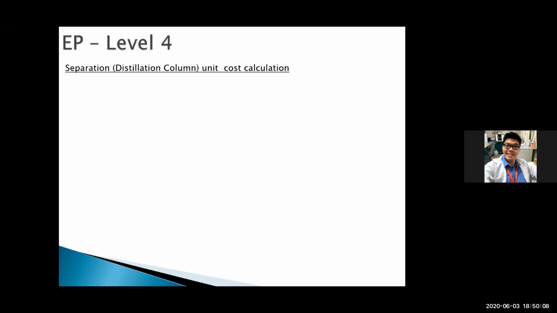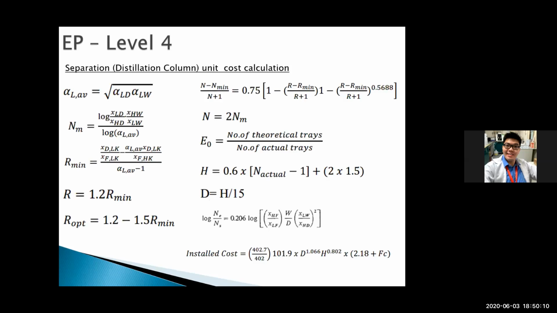Then your distillation column. Basically, you are designing your distillation column. What is the volatility ratio? What is the minimum number of plates? What is the reflux ratio? The minimum number of trays, the diameter, the height. After you calculate all of those, you can calculate the installation cost or the maintenance cost for your distillation column according to the final equation here.